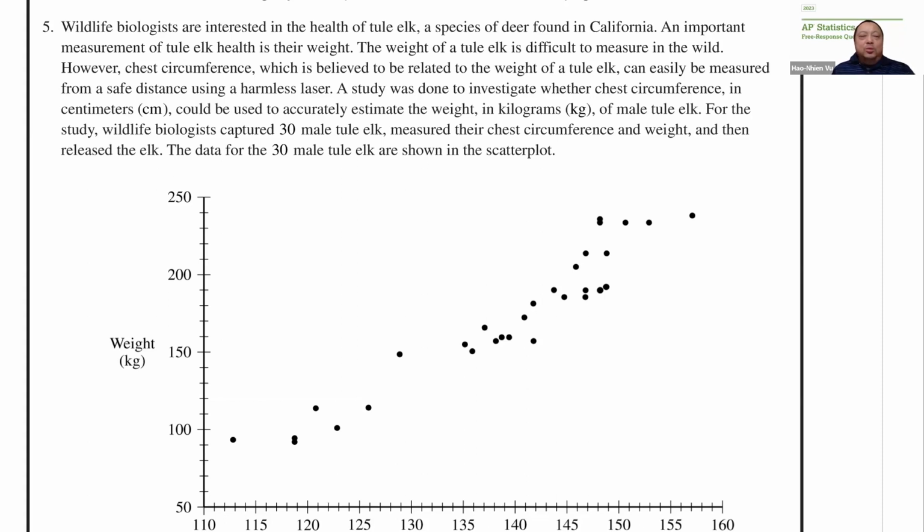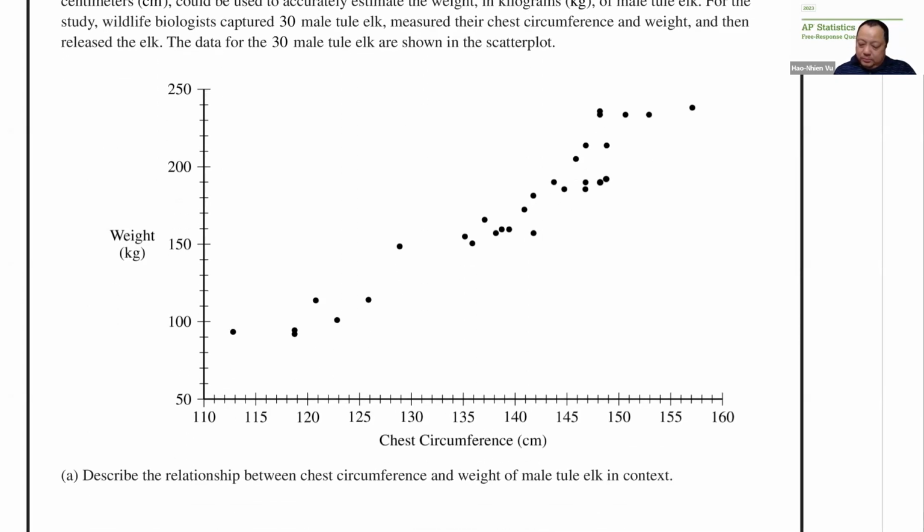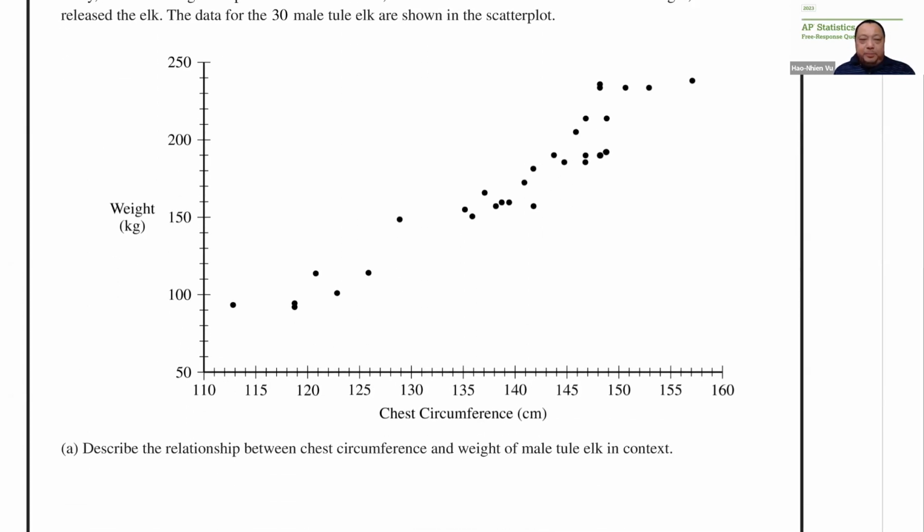For the study, wildlife biologists captured 30 male tule elk, measured their chest circumference and weight, and then released the elk. The data for the 30 male tule elk are shown in the scatter plot. We have a scatter plot where the x-axis is the chest circumference in centimeters, and the y-axis is the weight in kilograms.